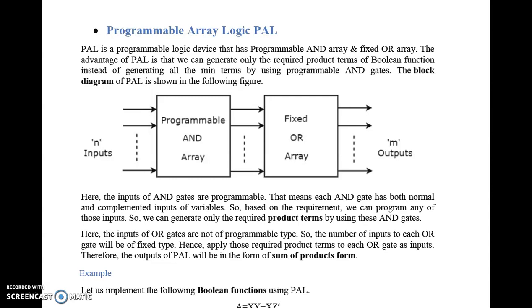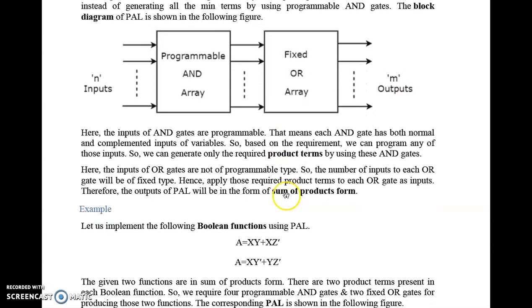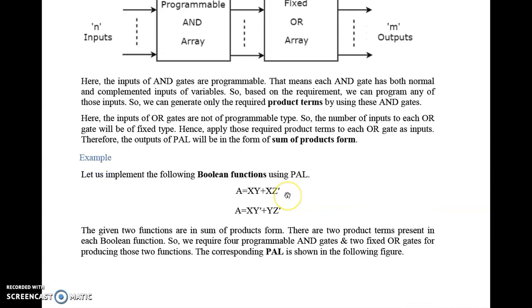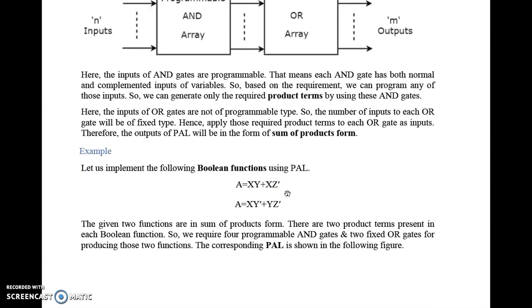The block diagram shows the PAL. Here the n inputs are given to the programmable AND array, and the output of the programmable AND array is given to the fixed OR array, and we'll get m number of outputs. So we'll see this using an example. Let's see an example Boolean function using the PAL.